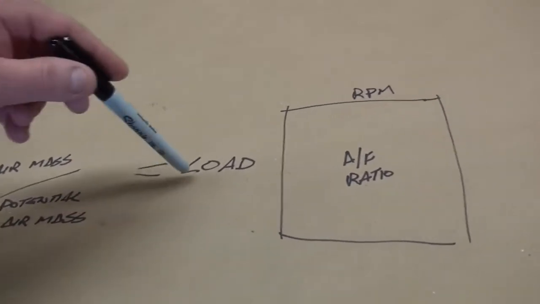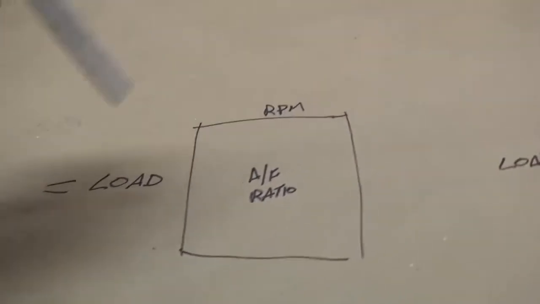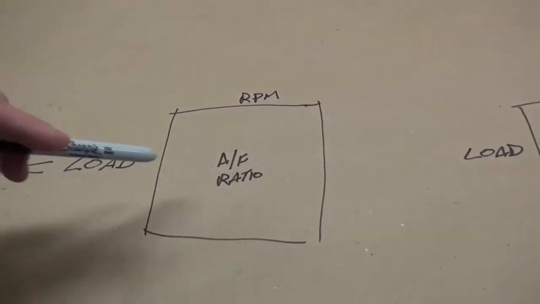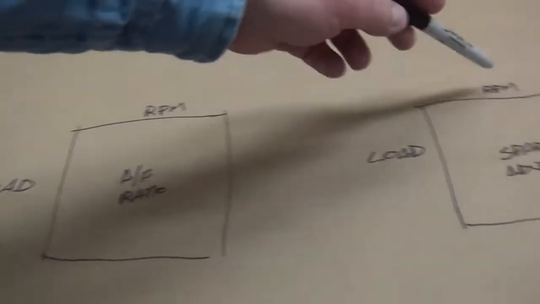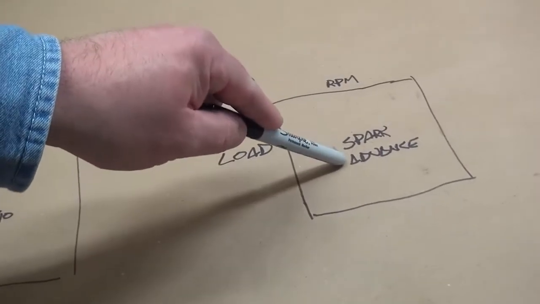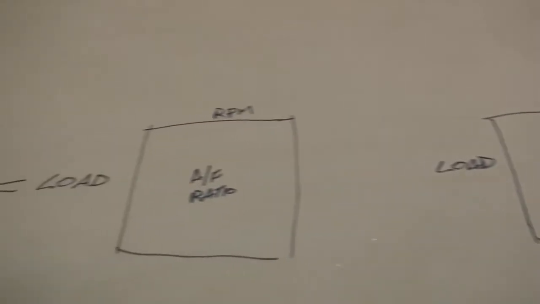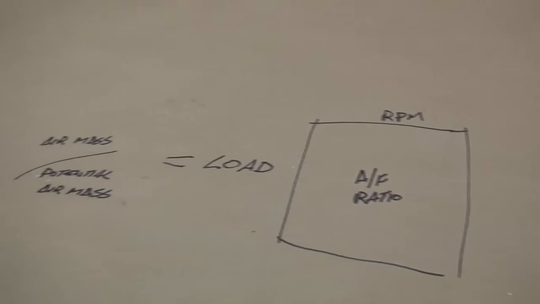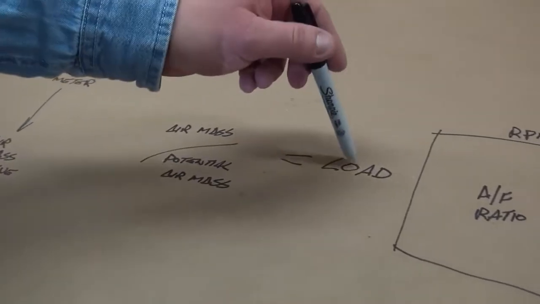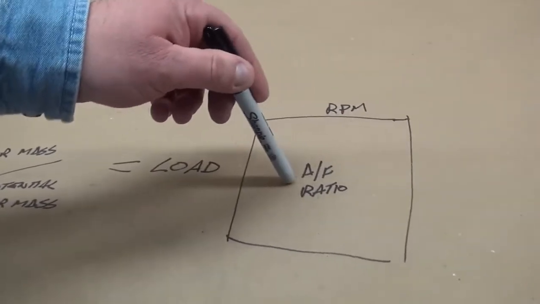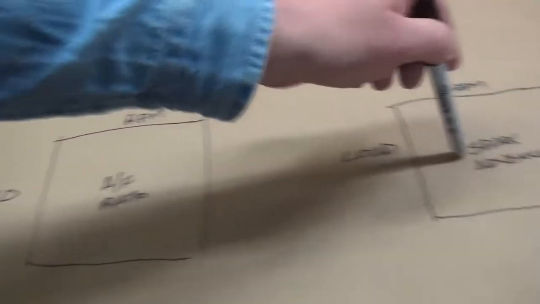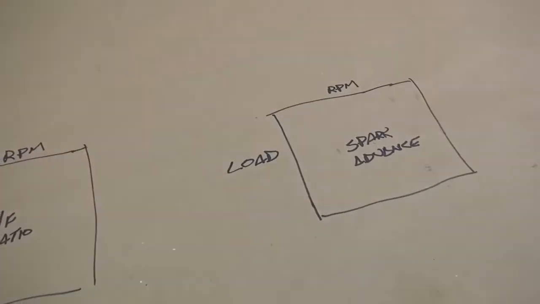Now, we're going to use load and RPM in a table to calculate an air to fuel ratio. And we're going to use load and RPM to calculate a spark advance. That's really all that engine management is. It really doesn't have to be any more complicated than that. If we know a value for load, then we know what our air to fuel ratio should be, and we know what our spark advance should be.